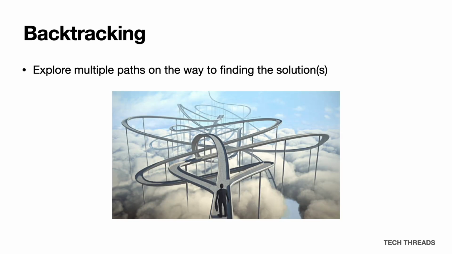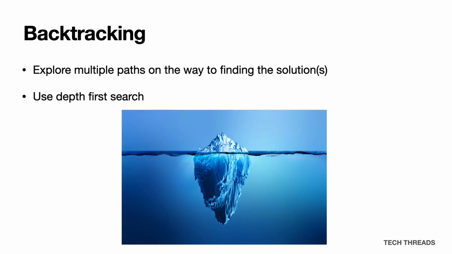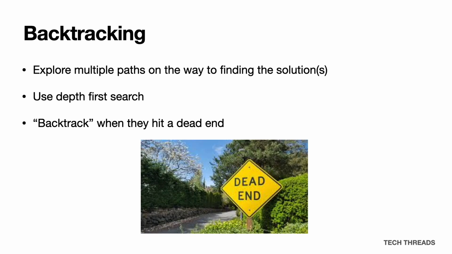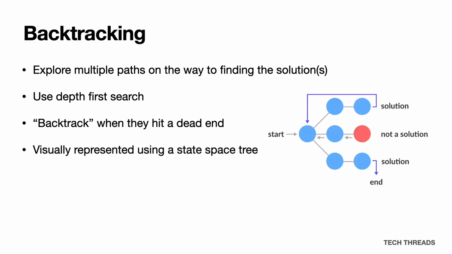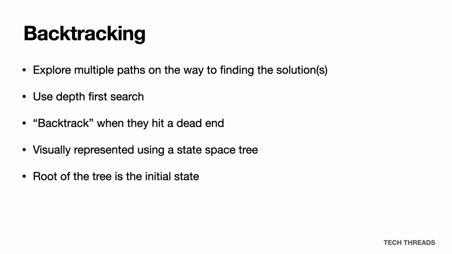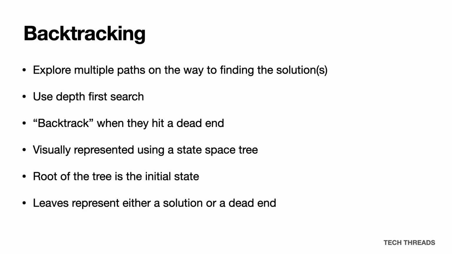Backtracking algorithms explore multiple paths on the way to finding the solution, or solutions, to a problem. They utilise depth-first search, so explore a single path until either a solution is found or a dead end is hit, before backtracking to the previous decision point and taking another path. These algorithms are represented visually in a state space tree, which shows all the possible states that can be reached in the process of solving such a problem. The root of the tree is the initial state, and each leaf represents a solution or a dead end.